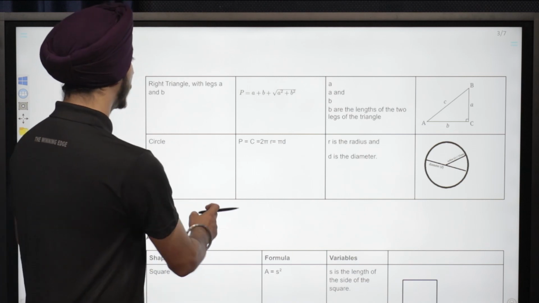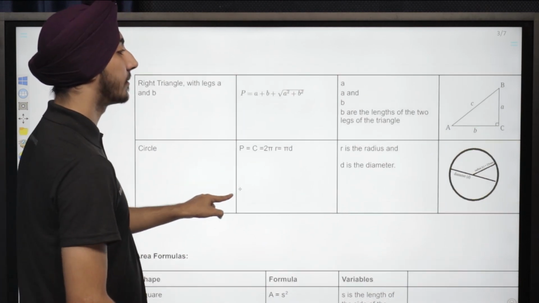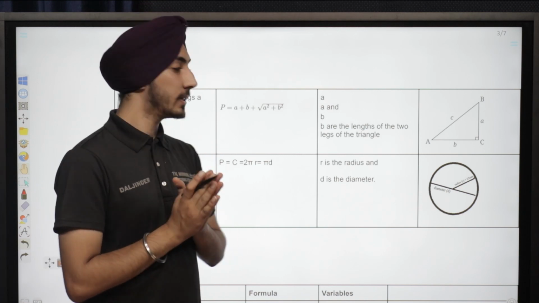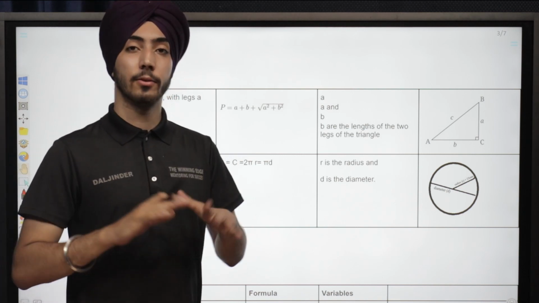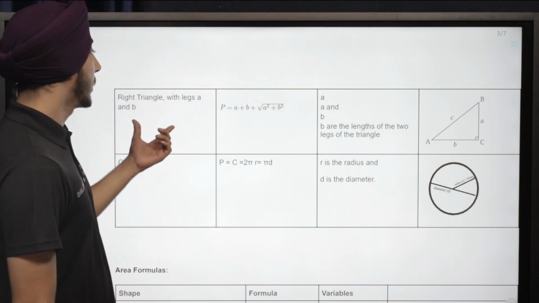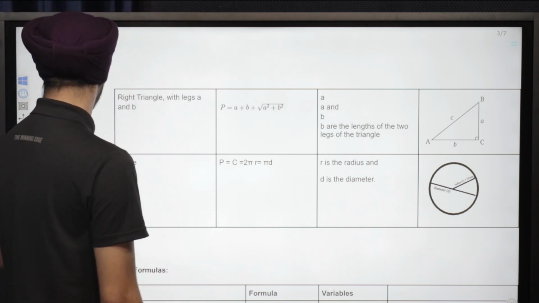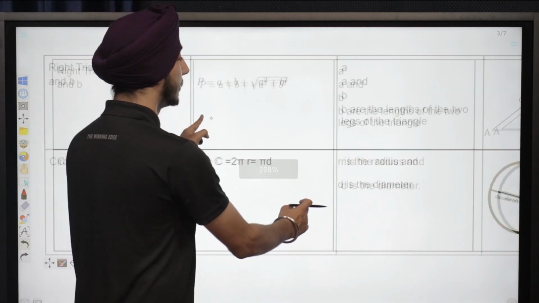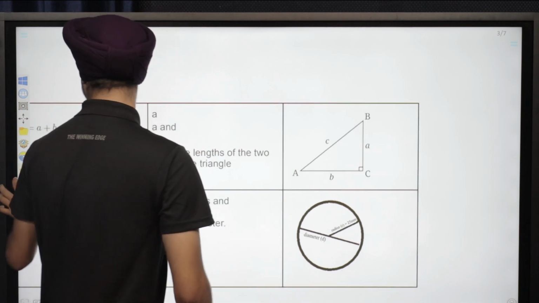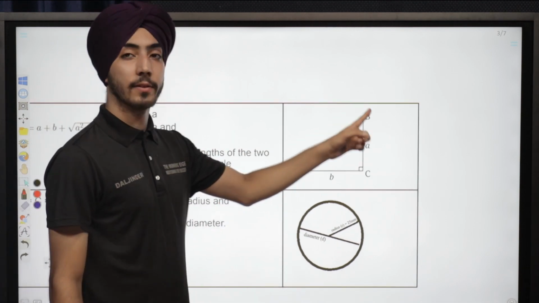So the next two figures that we are going to study here are a right-angled triangle and a circle. Now both of them are very important. In fact, all the figures are very important. No one is less important, or none of them is less important. Now here we have a right-angled triangle. So I'll just zoom it in for you and then we'll look into its details. So here we have the right-angled triangle.